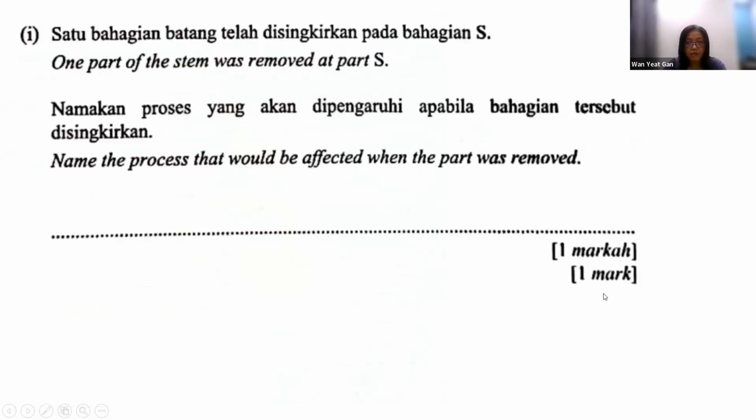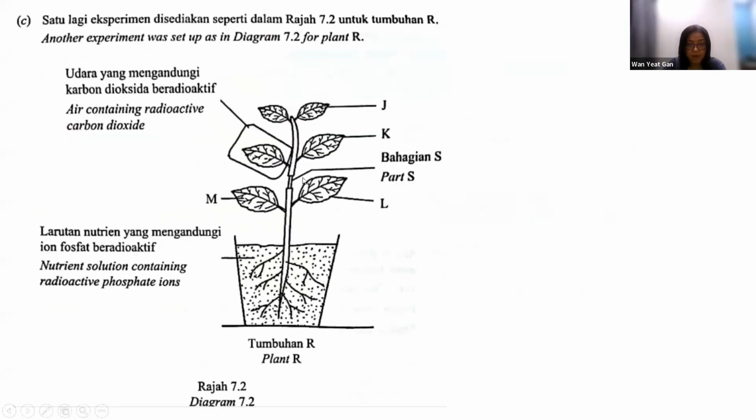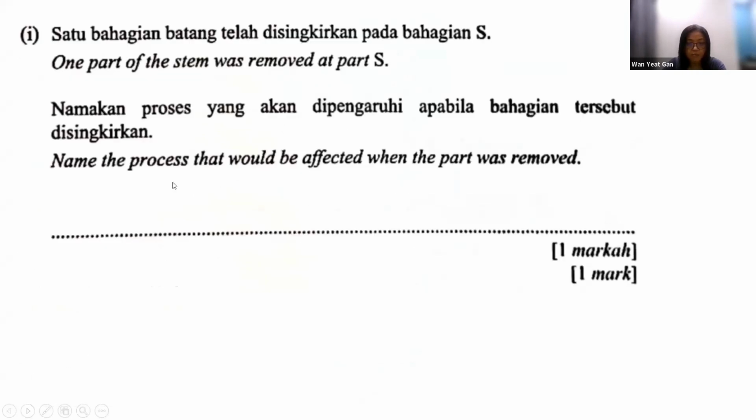Name the process that will be affected when the part was removed. So one part of the stem was removed at part S. As you can see here, at S the part has been removed. So what is the process that will be affected? Now you see what happened is the process of translocation is going to be affected.